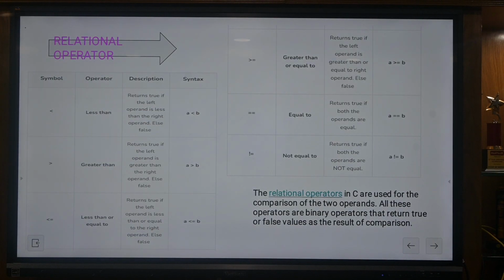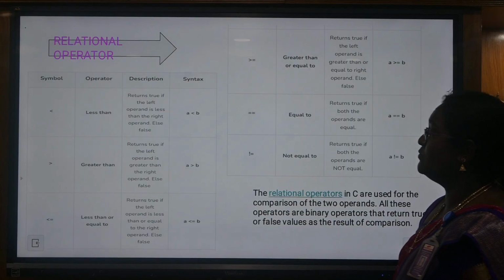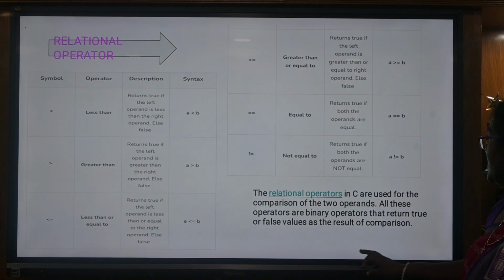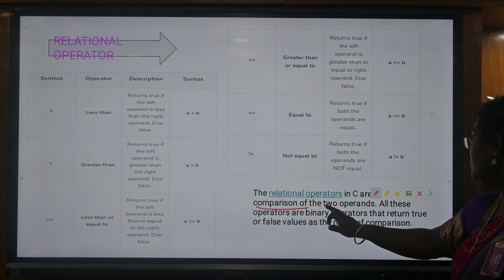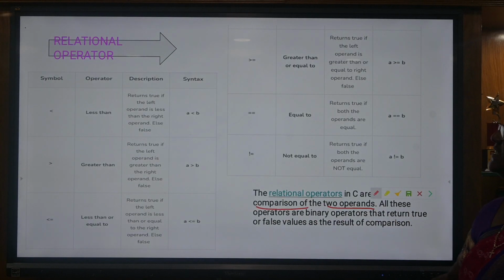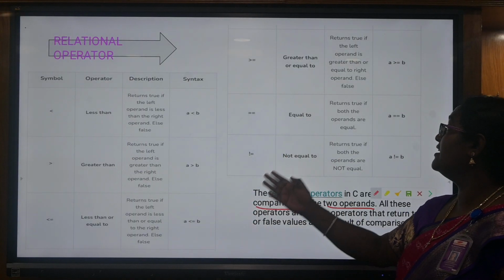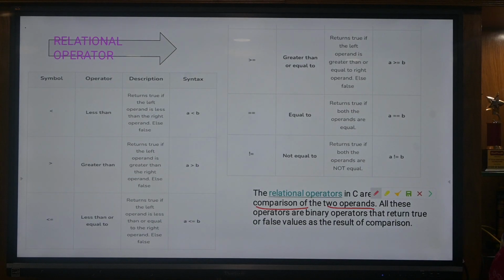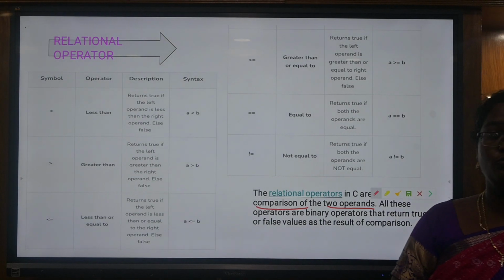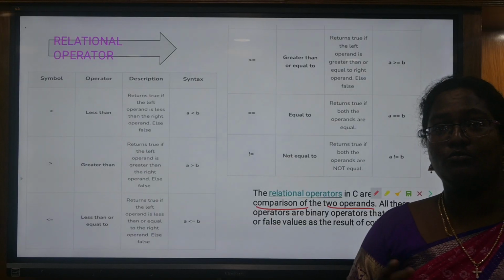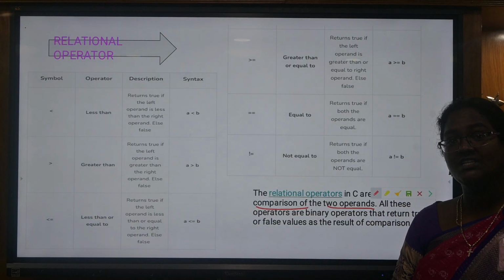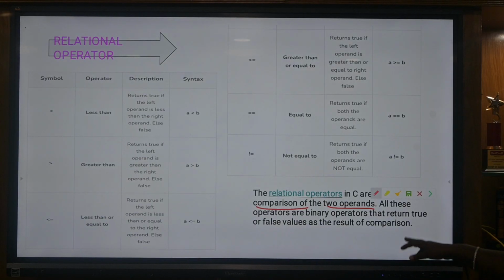The next one is relational operators. The relational operator is the one used to compare two operands, whether it is less than, greater than, less than or equal to, greater than or equal to, or not equal to. So relational operators are used to compare two values. It results in true if the condition is true, and false if the condition is false. So this is the result of relational operators.